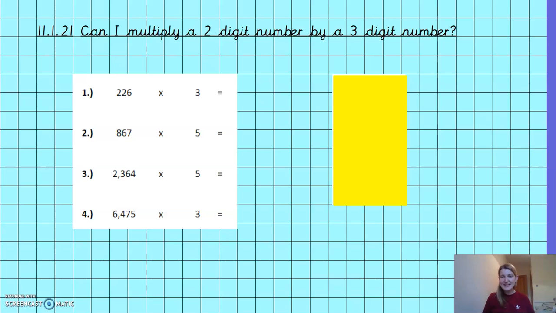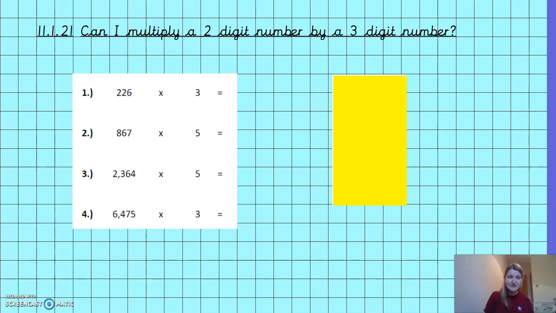Hi lovelies, welcome to today's maths lesson where we're going to be multiplying a 2-digit number by a 3-digit number. The great thing is essentially we're adding in one extra step to what we did on Thursday, Friday. Shouldn't be anything hugely new, so we can just continue to build where we left off.